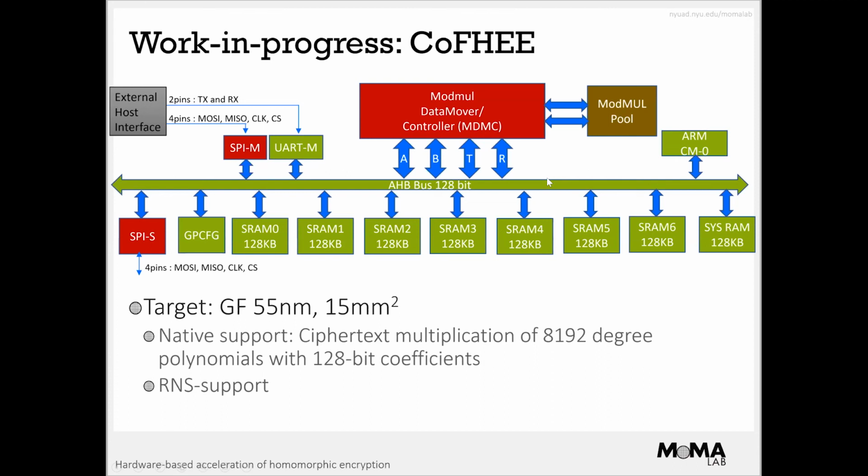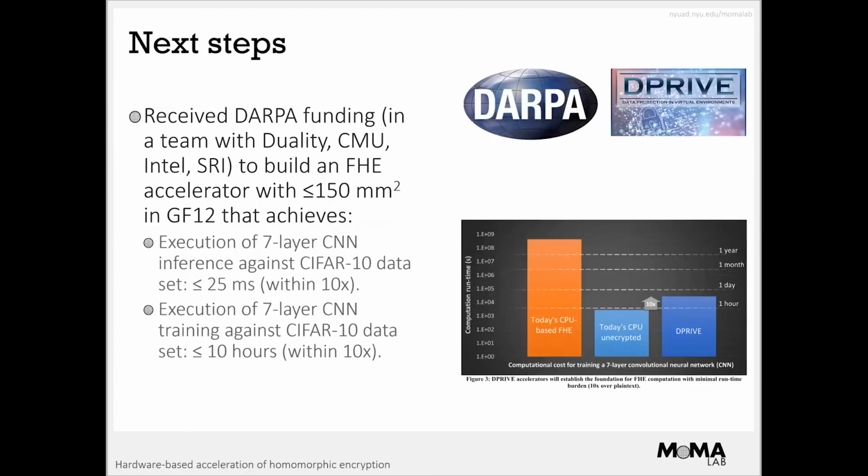At the same time, we just got a grant from DARPA because there's the DPRIVE program that they have set a very ambitious goal. This is what I said before, right? With today's CPU unencrypted, something that is done in an hour, it will take a year with a full homomorphic. So what DARPA is trying to achieve is up to 10x degradation in performance, which is a very ambitious goal. And we'll participate in the program and we'll try to make this happen.